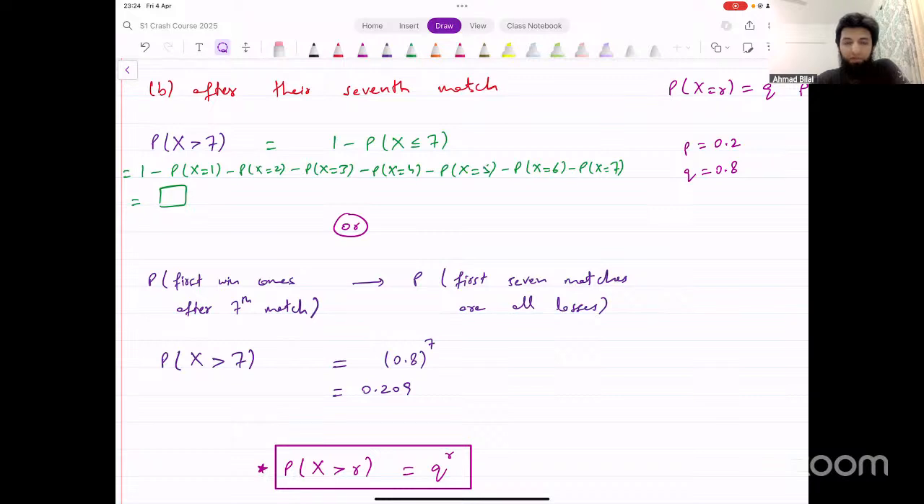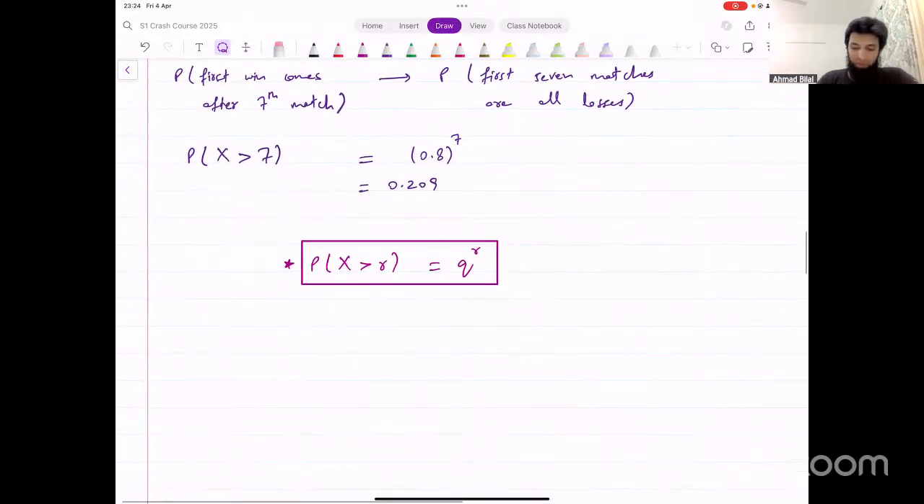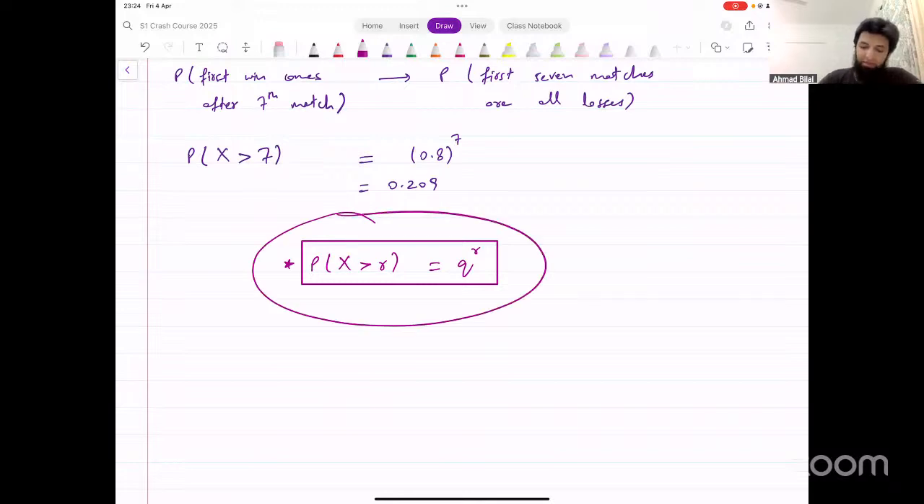So first win coming after the 7th match, that's the same thing as saying that the first 7 matches are all losses. So that's what we're using here. Let's look at it a different way. Instead of saying the first win comes after the 7th match, we say the same thing in a different way. We say that the first 7 matches are all losses. That necessarily means the first win will come after the 7th match. Okay. So that's a formula that you can remember now. X greater than r is equal to q raised to power r.